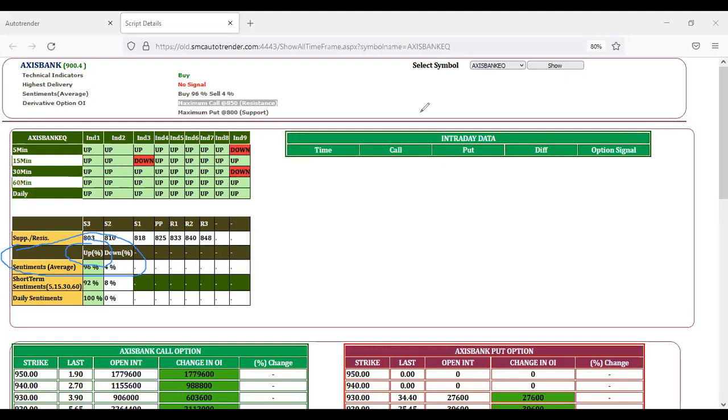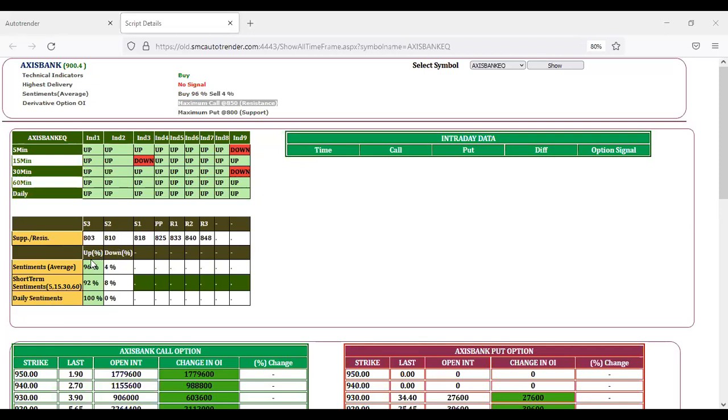Otherwise, if the percentage is above 60% or 70% on the downside, then you may look for shorting opportunities. Up percentage more than 60%, buying opportunities. Down percentage more than 60%, shorting opportunities. Right now I'm looking at buying opportunities for Axis.